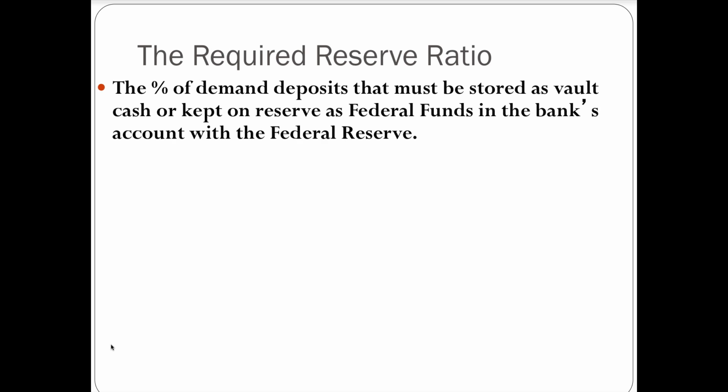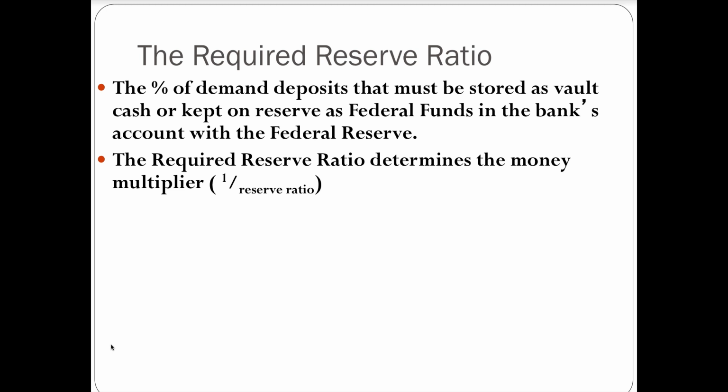So let's take a look at the required reserve ratio. This is a review. We already talked about this a little bit when we talked about multiple deposit expansion a few days ago. The required reserve ratio is the percentage of demand deposits that must be stored as vault cash or kept on reserve as federal funds in the bank's account or with the Federal Reserve. So there's a certain percentage of deposits that these banks have to hold. That percentage is called the required reserve ratio.